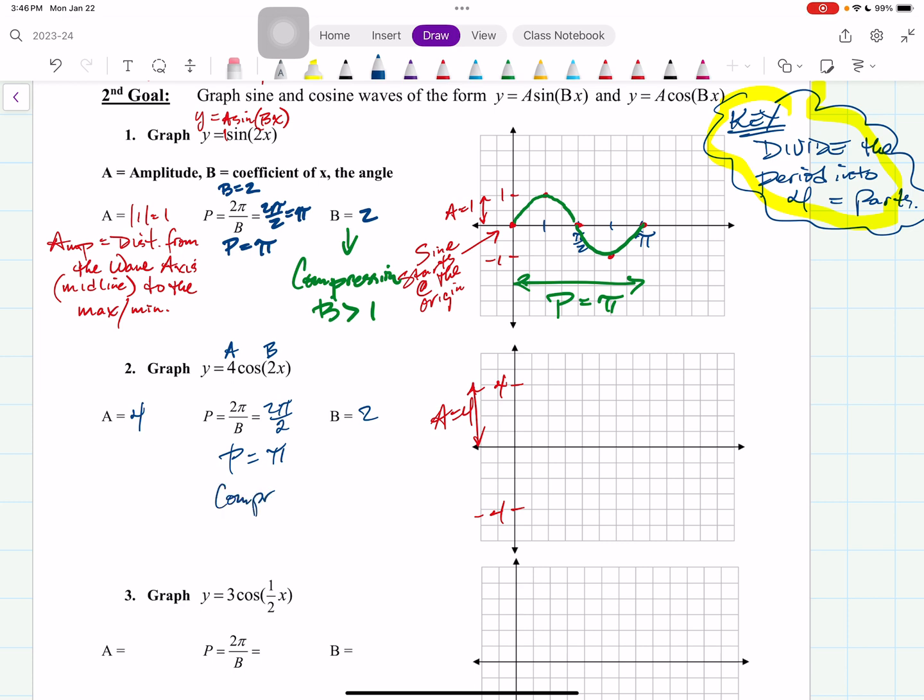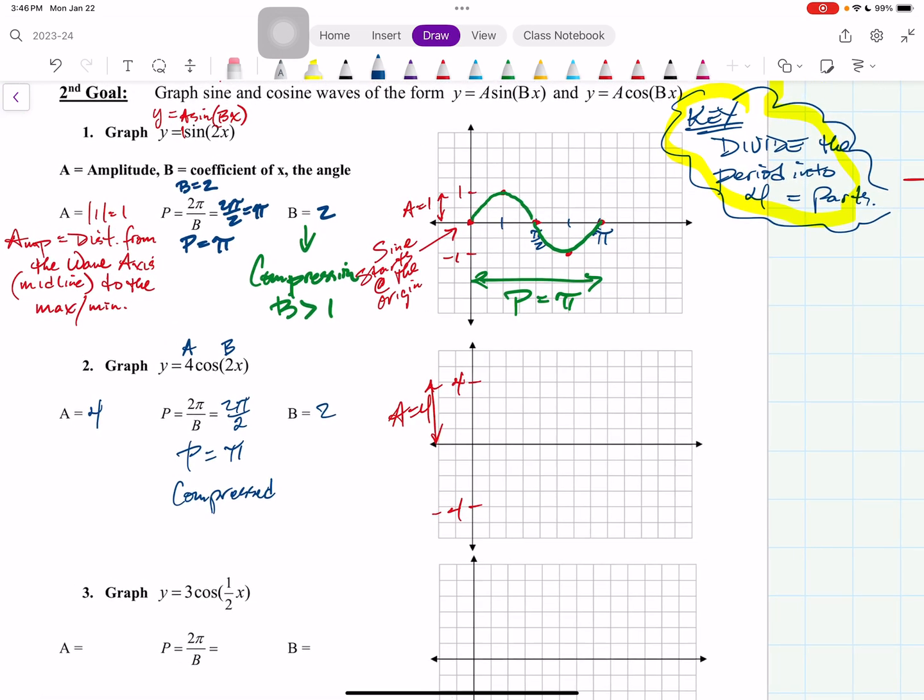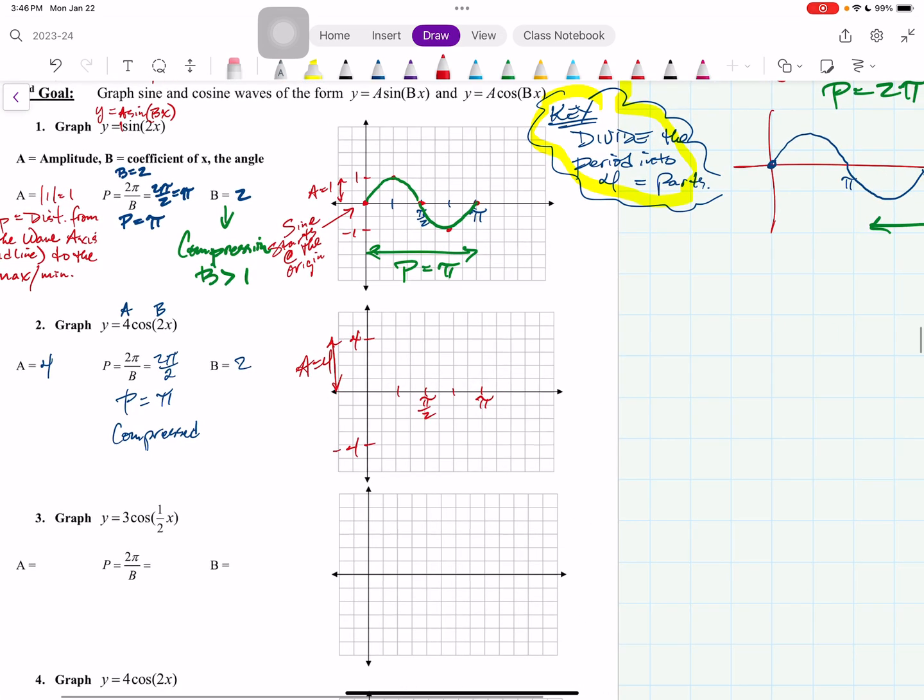So it's compressed. What do I want to do? Just like the other one, I want to go out pi radians and then divide it up into 4 equal parts: 1, 2, 3, 4. Now, this is cosine. If you go back to basics and look at your parent function, cosine doesn't start at the origin. It starts up 1 unit because the amplitude is 1. So it starts up here, and then it goes down, and then back up to a maximum, and it stops at 2 pi.